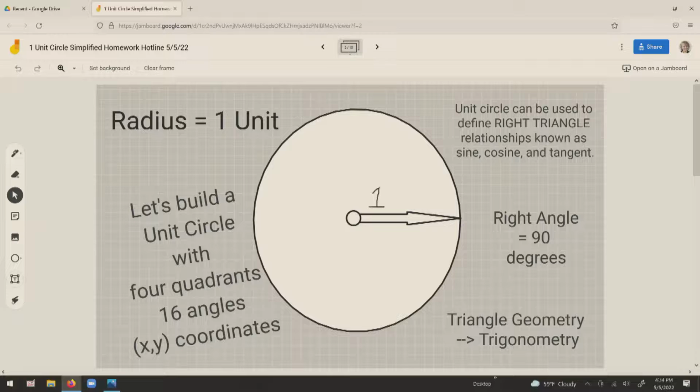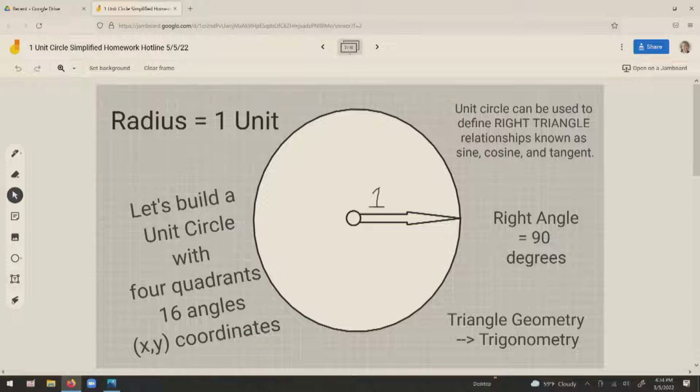Okay, what makes the unit circle special? The radius from the center to the outside is 1 unit. What could the unit be? It could be 1 mile, 1 centimeter, 1 kangaroo, 1 zebra, whatever it is, it's 1 unit. So that gets to be really important.